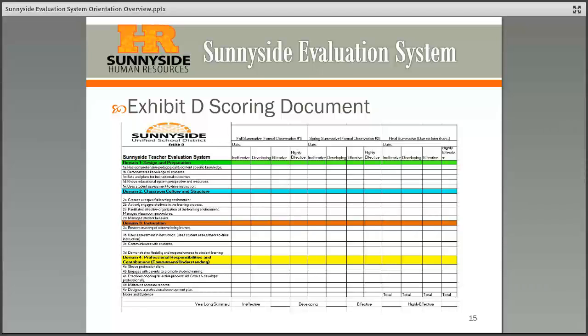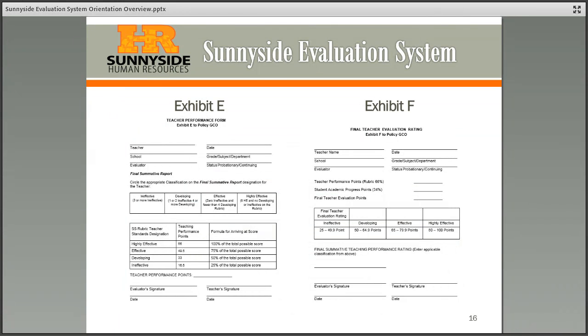Slide 15 is a snapshot of the Exhibit D that will be used to determine teacher rubric points. Snapshot of Exhibit E is the teacher performance form that determines the 66% and classification for the rubrics section of the tool. Exhibit F is used to determine the final classification.